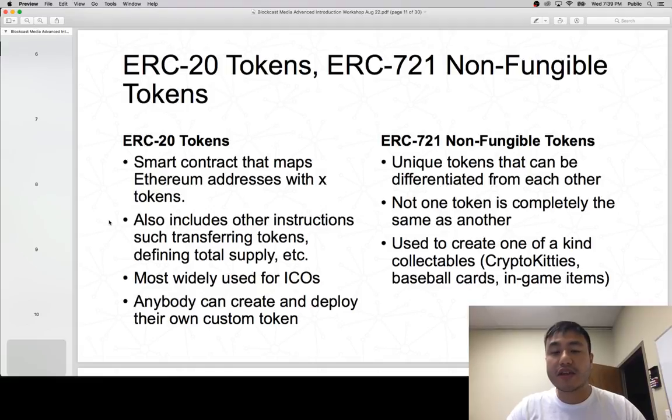Anybody can go out there now and deploy your own token. It's been done so many times now. You can see that there are already, I believe, over 1,000 different types of tokens out there, and a good chunk of them are ERC20 tokens, which are Ethereum-based tokens.